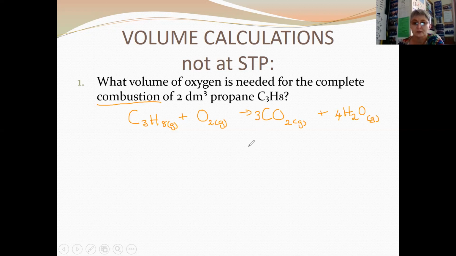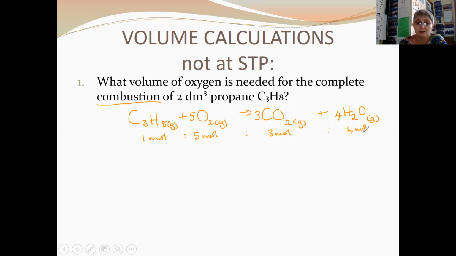Now we need to check the oxygens. 3 times 2 is 6, plus 4 times 1, that makes 10. To make 10 oxygen atoms, I need to multiply the oxygen molecule by 5. So our mole ratio is 1 mole of propane will require 5 moles of oxygen, 3 moles of carbon dioxide, and 4 moles of water vapor.